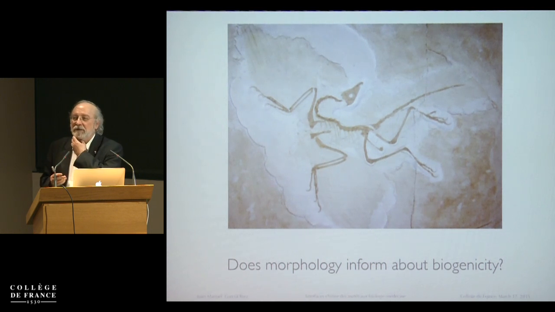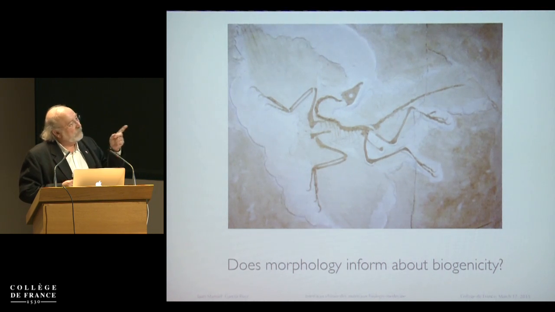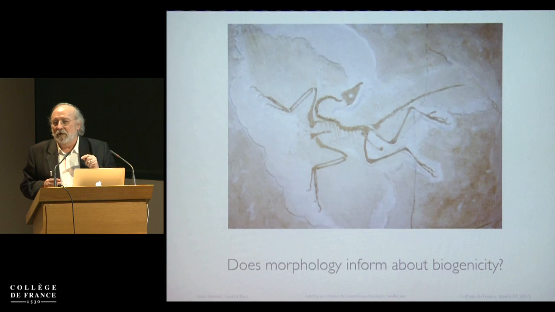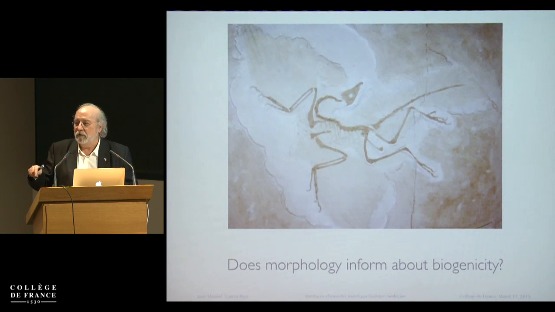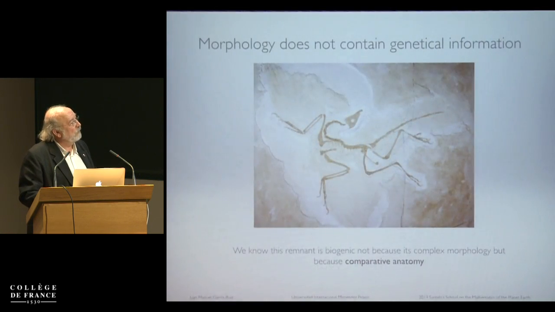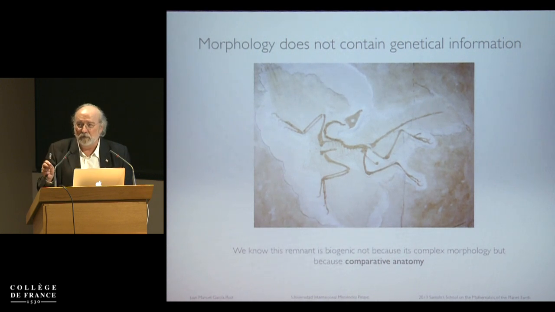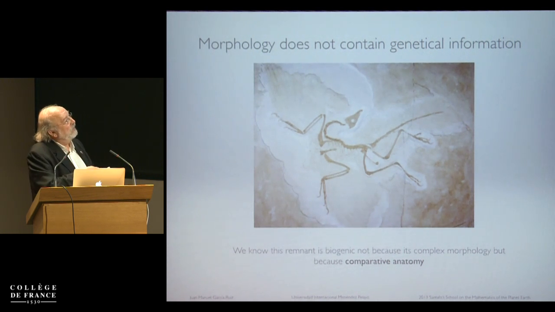But this is not morphology. People forgot about that. Actually, we know that this is a fossil for someone who was professor of this Collège de France, Le Baron de Cuvier. I think that he was professor here. And the Baron de Cuvier is the one who invented comparative anatomy. It is actually because of comparative anatomy, not because of morphology, that we know that this is biogenic.